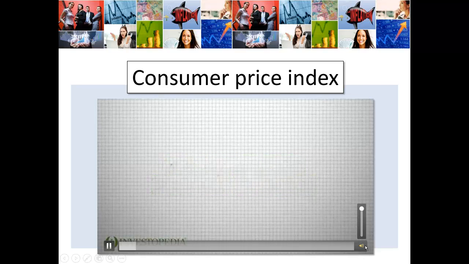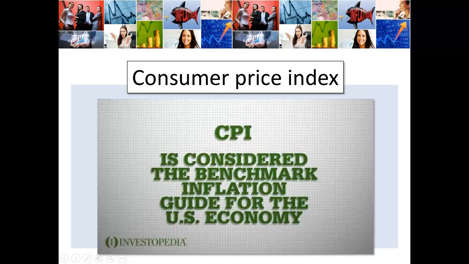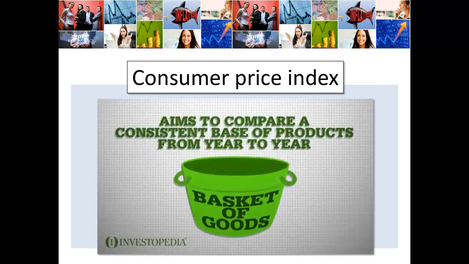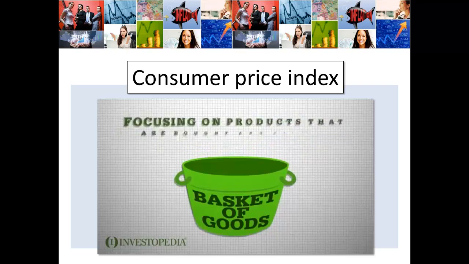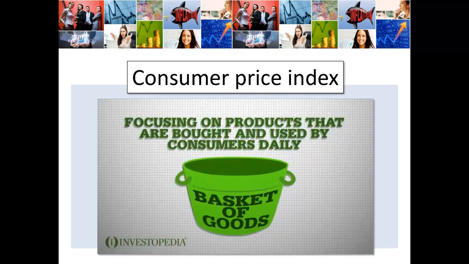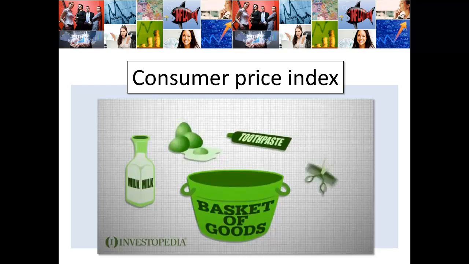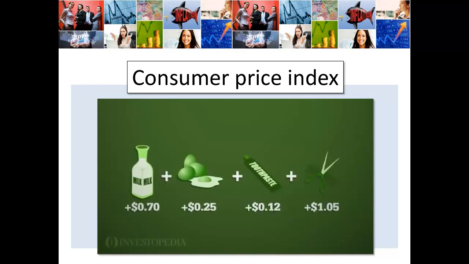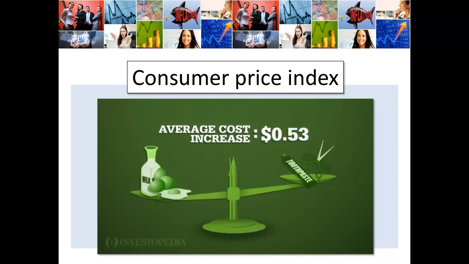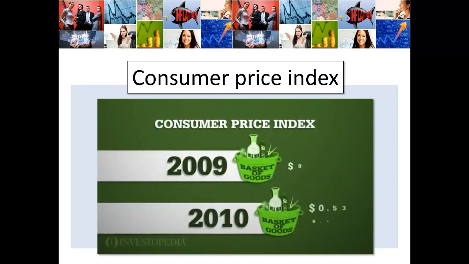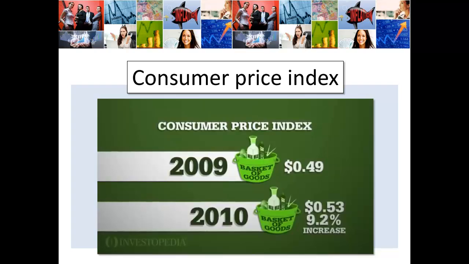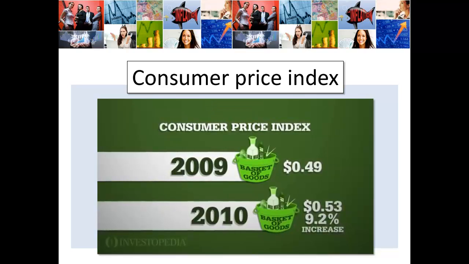The Consumer Price Index, or CPI, is considered the benchmark inflation guide for the U.S. economy. It uses a basket of goods approach that aims to compare a consistent base of products from year to year, focusing on products that are bought and used by consumers daily. The price of your milk, eggs, toothpaste, and haircut are all captured in the CPI. The CPI is calculated by taking price changes for each item in the preset basket of goods and averaging them, with the goods being weighted according to their importance. The index uses a base year for comparability of its calculations, so changes will often be provided on a percentage basis to reflect only changes to prior index levels.